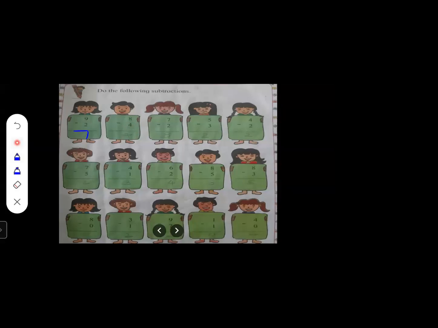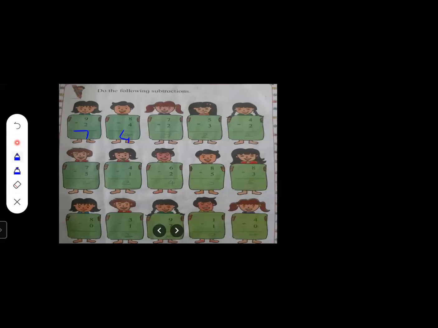8 minus 4. So you have to take 8 numbers and then cut 4 from it. How many will remain? Take 8 fingers on your hand. Very good. Then close 4 fingers. How many fingers are remaining on your hand now? Count it down. 1, 2, 3, 4. 4 fingers are remaining, right? So 8 minus 4 is equal to 4.